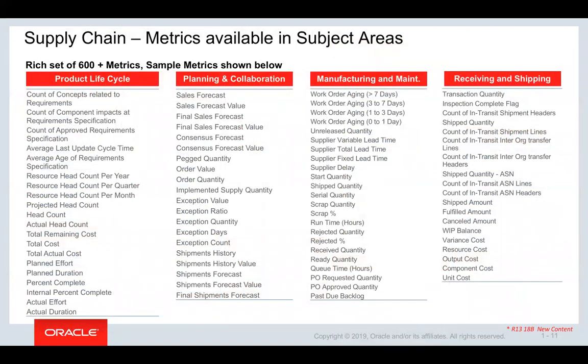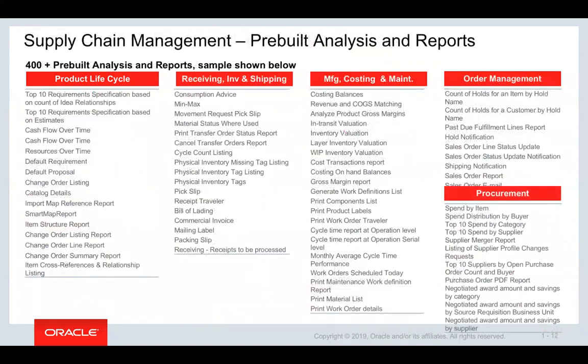This is just a snapshot of metrics which is available across different subject areas, across different functions. This is just a snapshot. Overall, there are around 600 plus metrics available in different subject areas. This is example of some of the pre-built analysis and reports which are available to be used by the customers. For example, in order management, procurement, there are quite a few analyses which have been pre-built for customers to get started quickly.